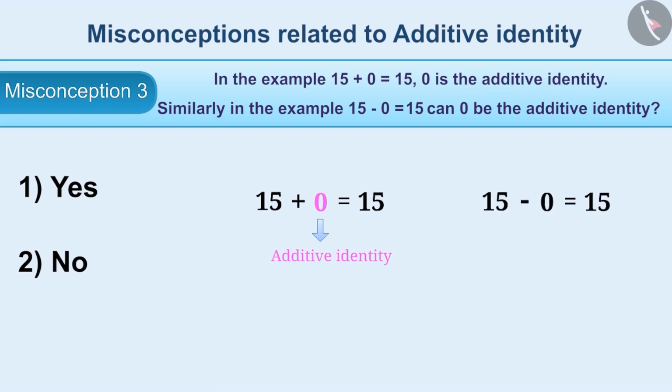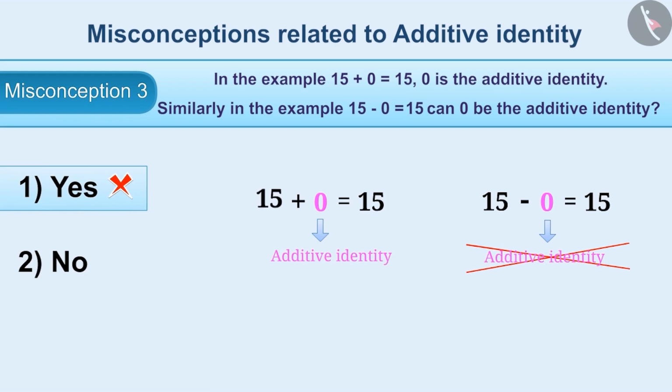Now, consider the example 15 minus 0 is equal to 15. When 0 is subtracted from 15, the result is the same number. Therefore, in 15 minus 0 is equal to 15 also, 0 is considered as the additive identity. With this understanding, option 1 is chosen as an answer, which is incorrect.